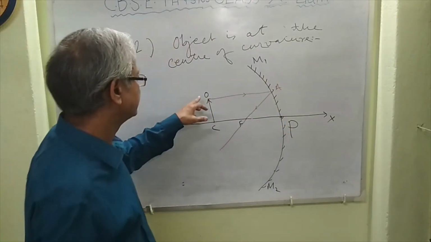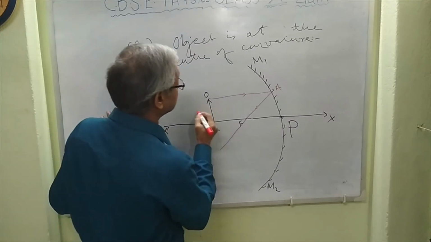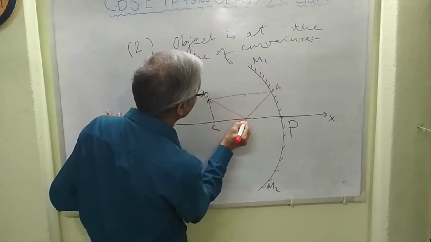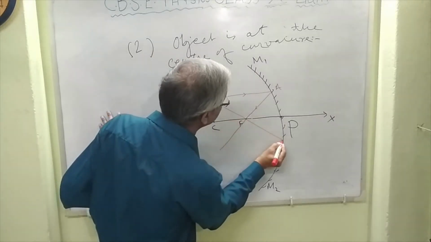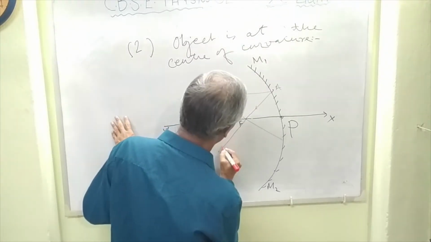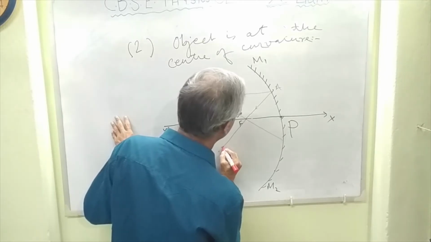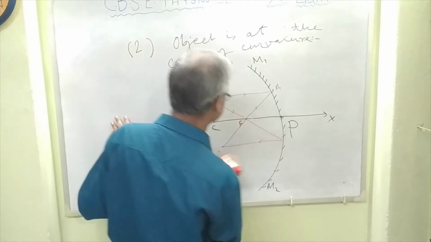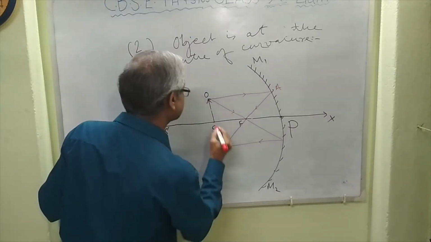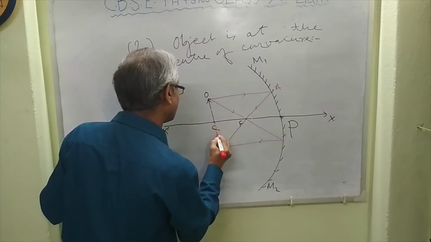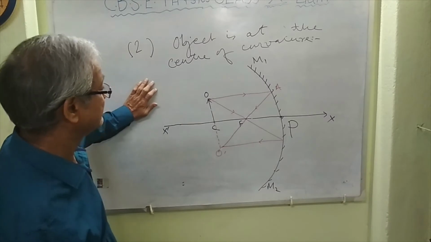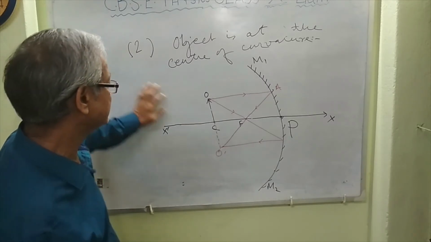Another ray of light coming from O, which passes through the focus, after reflection becomes parallel to the principal axis. These 2 reflected rays meet at O dash. Hence, O dash C will be the image formed by the mirror when the object is at the center of curvature.